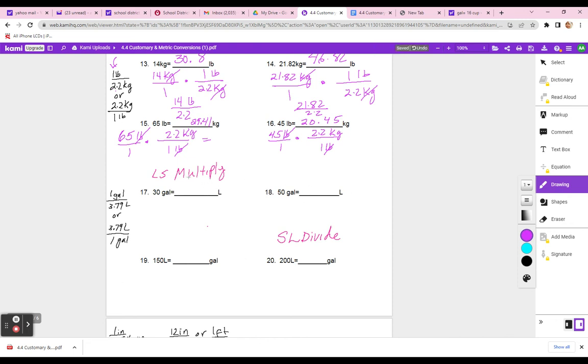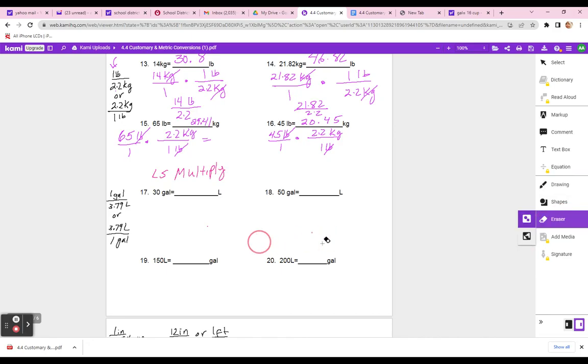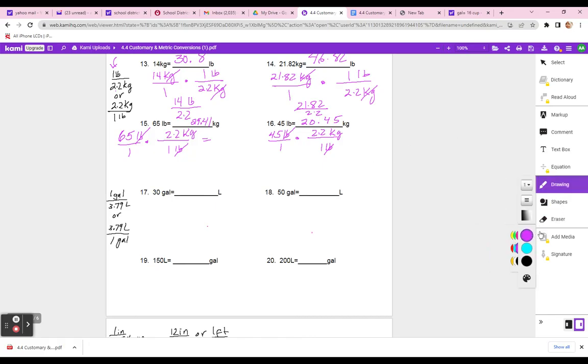All right, so here's a reminder again. If you're going from large units to small units, you will multiply. If you're going from small to larger units, you will divide. But again, you don't have to remember. If you forget that, you don't have to worry about that. Just use your conversion factors correctly and you should be fine.